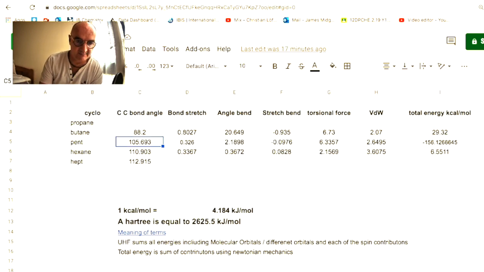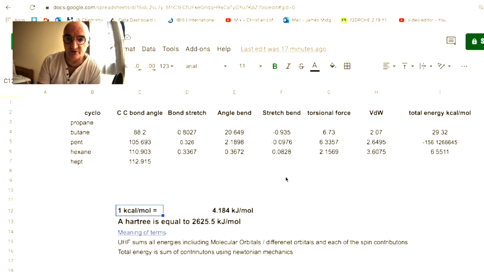Now what can we see? Bond angle, we understand, is getting bigger. Bond stretch, whatever that means, 0.8 to 0.3 to 3.3, so it's gone high, low, bit up again. The angle bend, don't forget, this is the angle bend energy. It's not an angle in terms of degrees, it's the energy of that bend, and this is in kilocalories per mole, and 1 kilocalorie per mole is 4.184 kilojoules per mole, so we can do a calculation there.